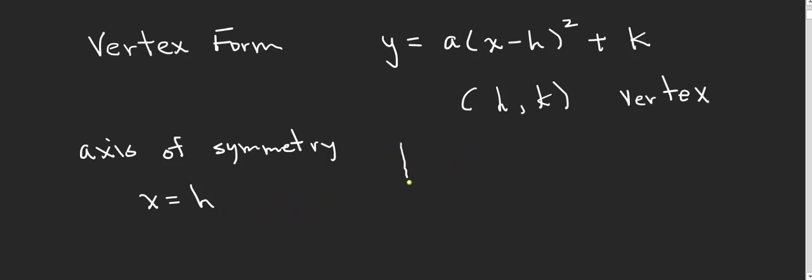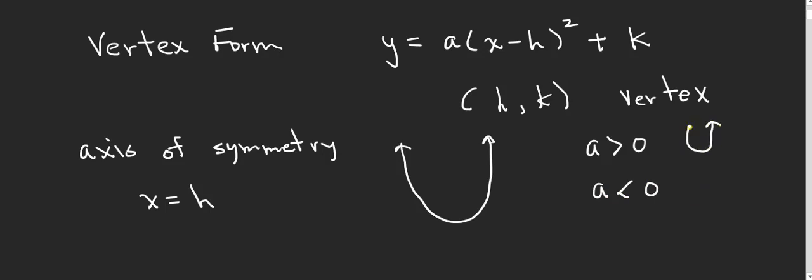So let's say you have a parabola over here going upward, which means that a is positive. If a is positive, then the parabola opens upward. If a is negative, the parabola goes down. So up and down.